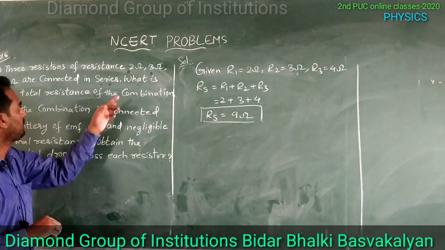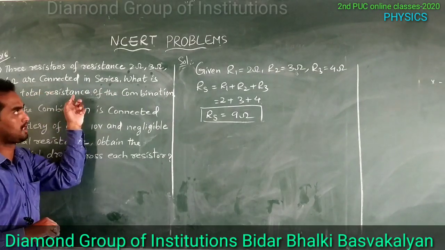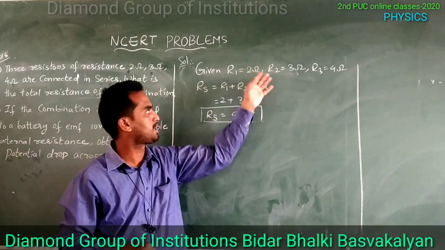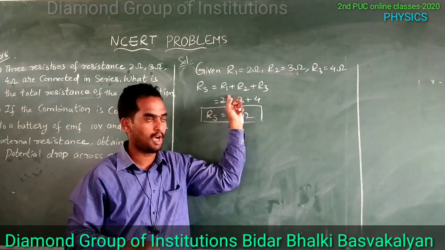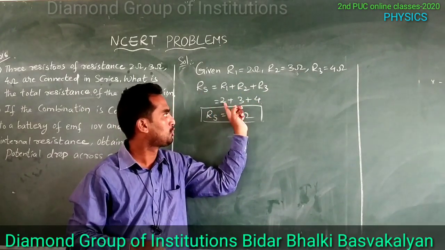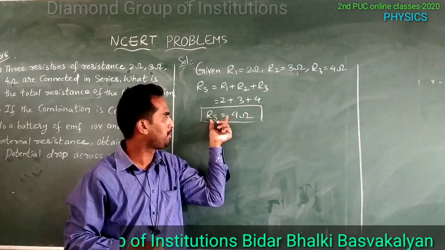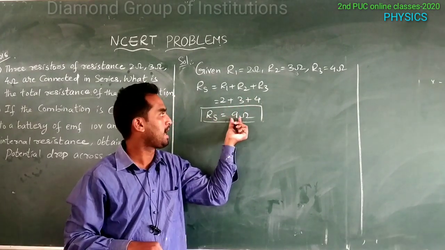See once again, question: what is the total resistance? There are 3 resistors connected in series combination. So what is the series combination formula? Rs equal to R1 plus R2 plus R3, that is 2 plus 3 plus 4. So what will be the total resistance? 9 ohm.